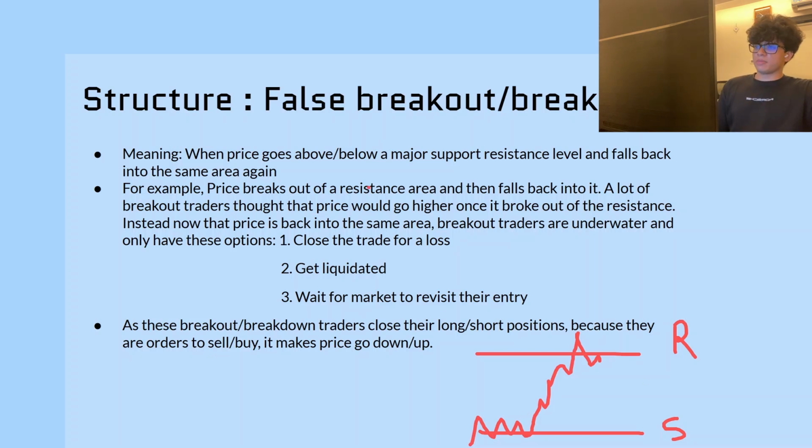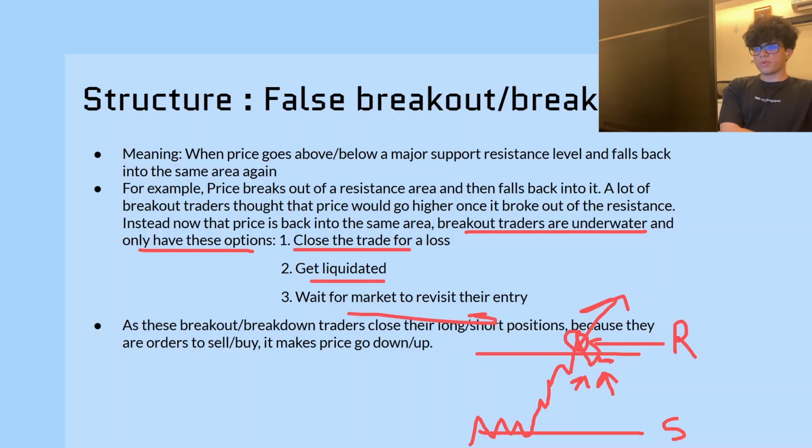For example, this is the example I'm explaining here. Price breaks out of the resistance area and then falls back into it. A lot of breakout traders thought that the price would go higher once it broke out of the resistance right here, right? Instead, now the price is back in the same range again, and breakout traders are underwater. People that thought we're going to go higher are now underwater because the price is here. Now they have three options: close the trade for a loss, get liquidated, or wait for the market to revisit their entry.